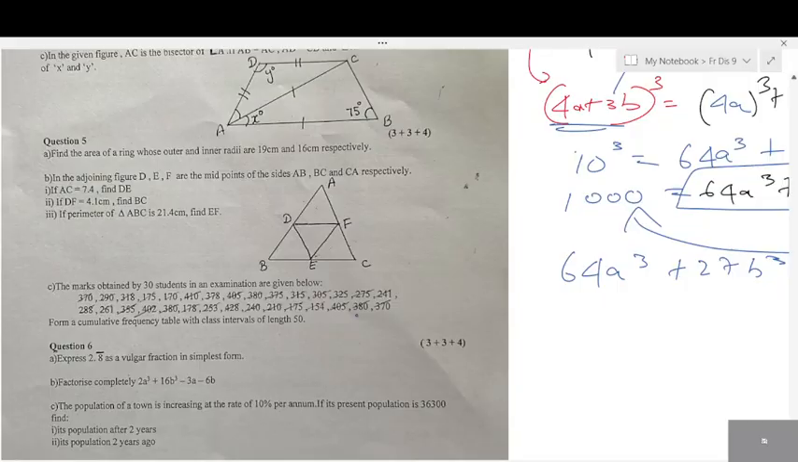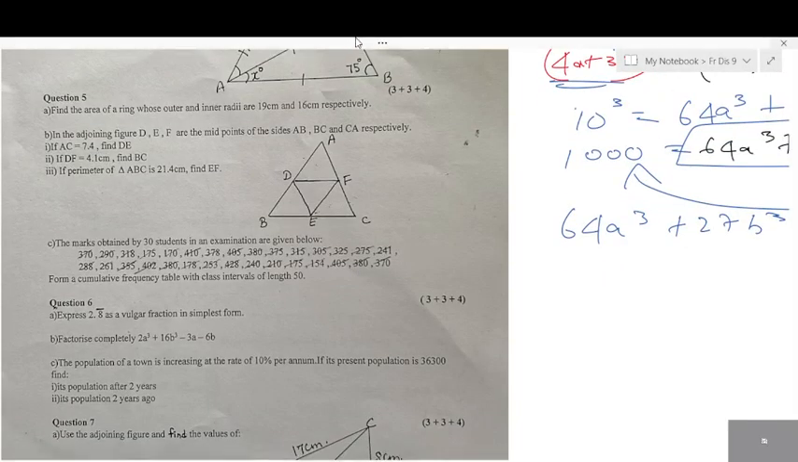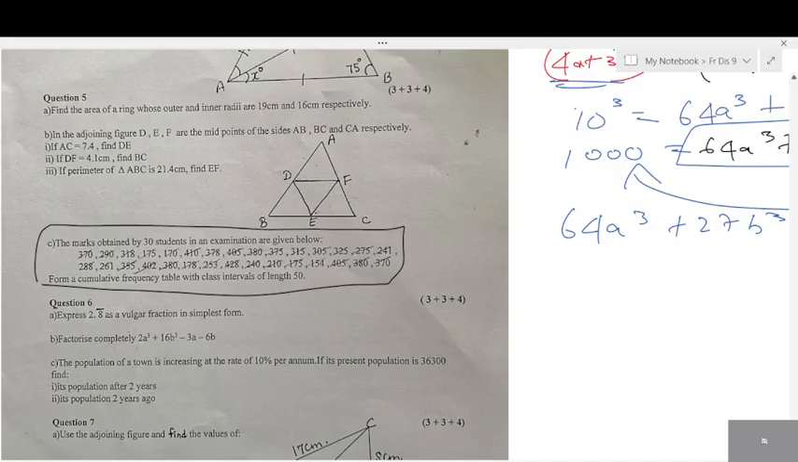Then, okay, this cumulative frequency, we'll do it tomorrow. Can you see this table? Frequency distribution. Even that is easy. Cumulative frequency is also easy. We'll do it tomorrow. 4 marks question.